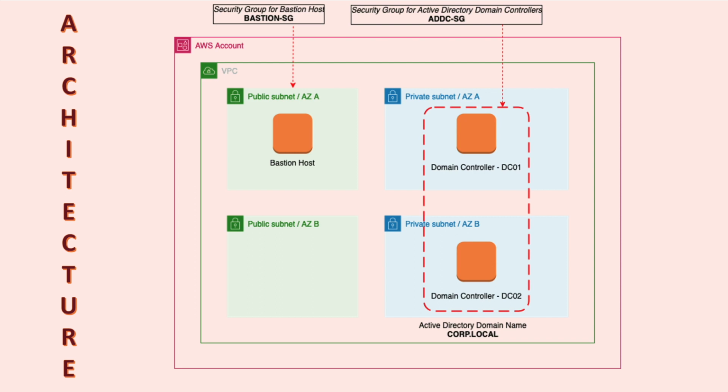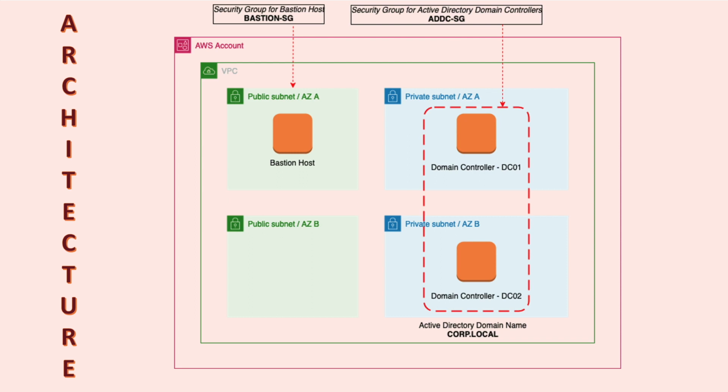We will then launch two instances in the private subnet, one in each AZ for high availability. We will then configure these instances to function as domain controllers and DNS servers, that is DC01 and DC02, for our self-managed Active Directory domain. In this case, it's corp.local. The domain controller instances will have a security group associated with them that allows the ports necessary for Active Directory communication. It also allows RDP traffic from the Bastion server security group.